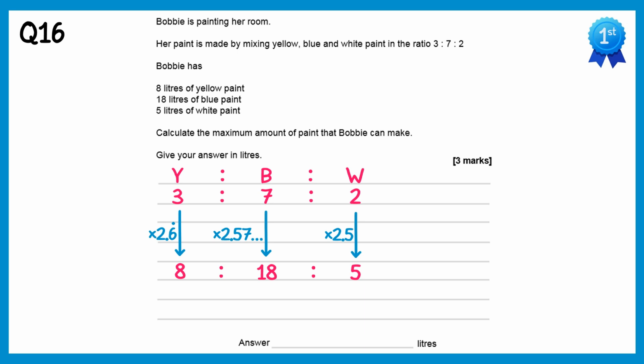So what we do is we take 2.5 lots of the white paint and then 2.5 lots of all the other paints so that we get the right ratio. So times 3 by 2.5 and 7 by 2.5. This gives you 7.5 and 17.5. If we then add up all of these numbers, you'll get 30 litres of paint. So we'll use 7.5 of yellow, 17.5 of blue, and 5 of white, which is all of the white, so we can't make any more than this.